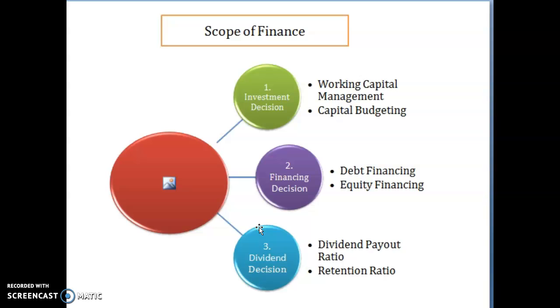In that case, the financial manager has to consider how much dividend he will pay to the shareholders from the profit, and how much profit he will retain for further business expansion. So in dividend decision, the money that is paid to the shareholders from profit is known as dividend payout ratio, and the profit that is retained for further business expansion is known as retention ratio.